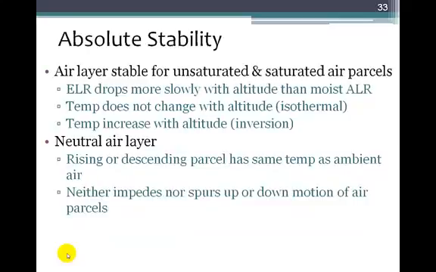Absolute stability is when you have an air layer that's stable for unsaturated and saturated air parcels. Another way to say that is the environmental lapse rate drops more slowly with altitude than the moist adiabatic lapse rate. If temperature does not change with altitude, we call that situation isothermal. And if temperature increases with altitude, we call that an inversion. A neutral air layer is when a rising or descending air parcel has the same temperature as the ambient air, so it neither impedes nor spurs up or down motion of air parcels.